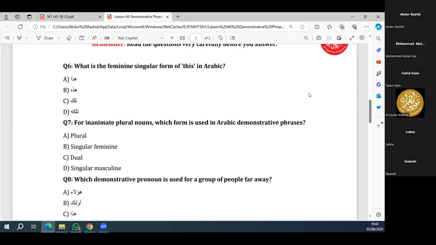Hazihi. Correct? Yes. Singular, feminine. So it's hazihi. Most of them are B. I think we got one C. C is tilka. Tilka is the feminine of dhalika. Hazihi is the correct answer.